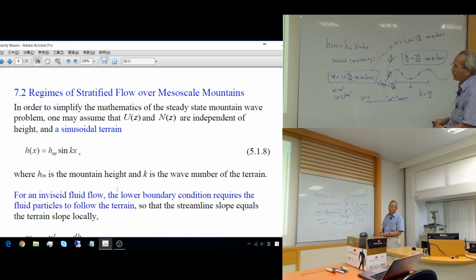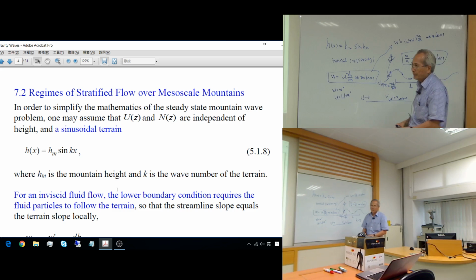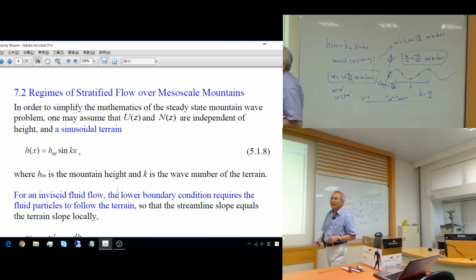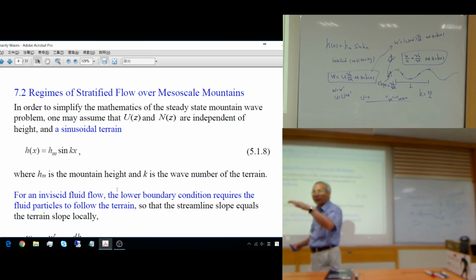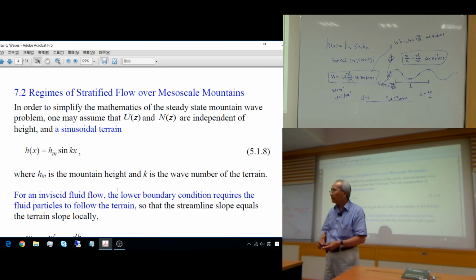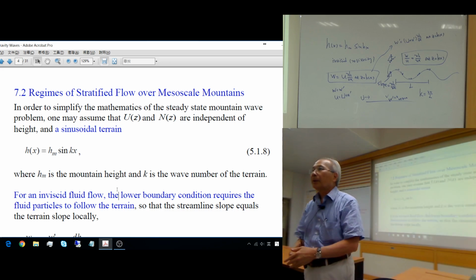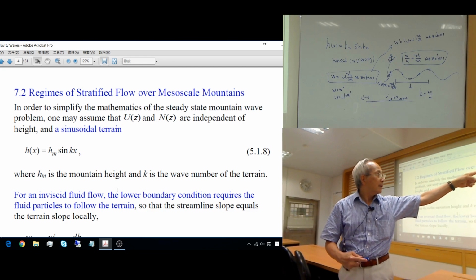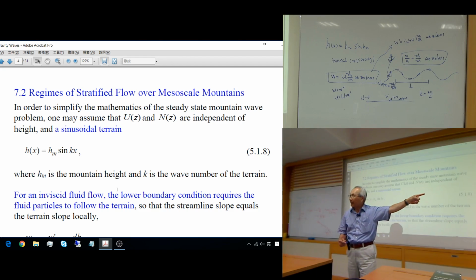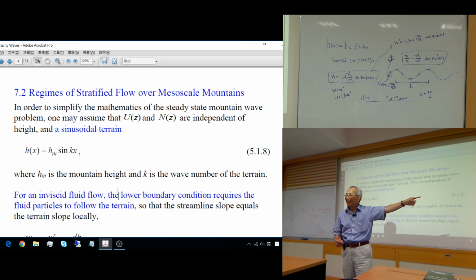Okay, so that's the lower boundary condition. So don't overlook it. Anybody know what overlook means? Don't 小看, okay? Don't overlook the lower boundary conditions. It's very complicated.